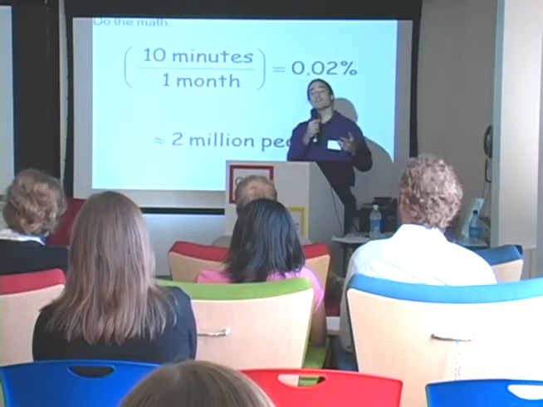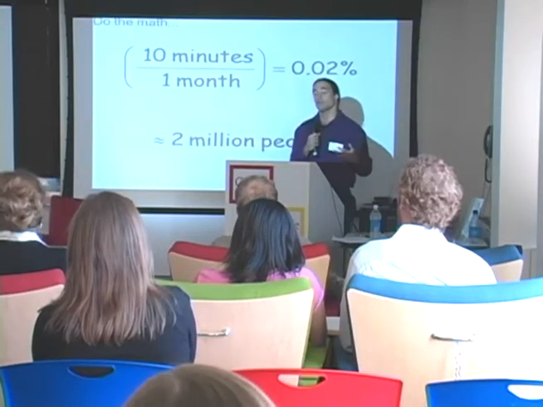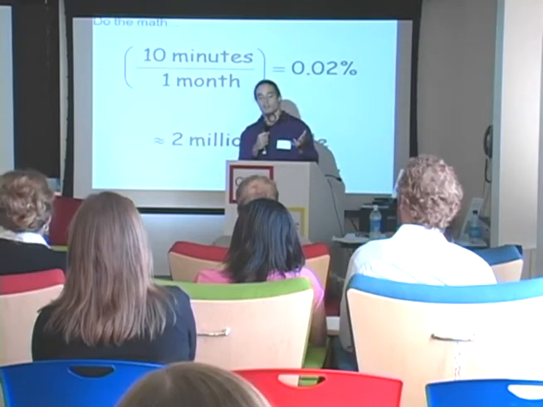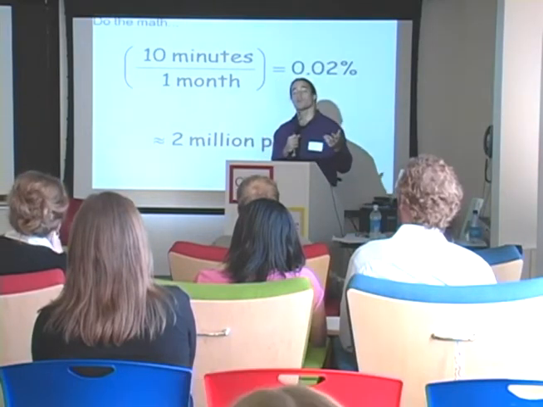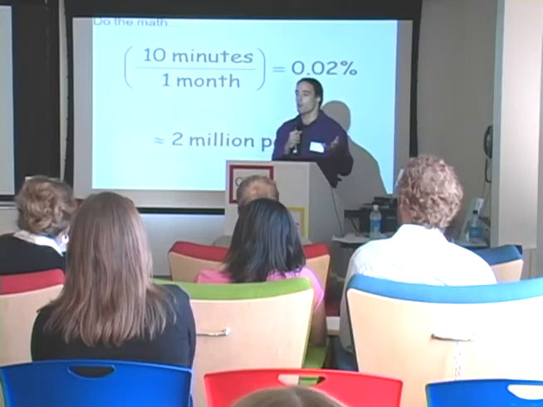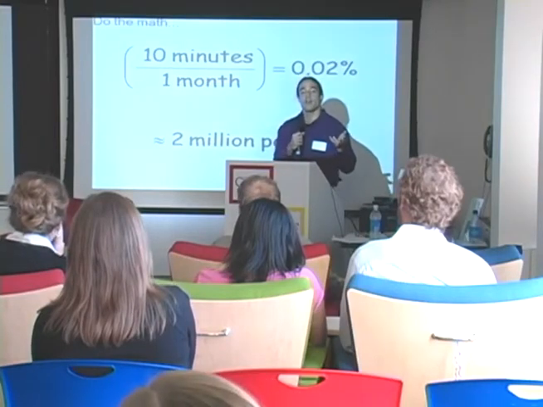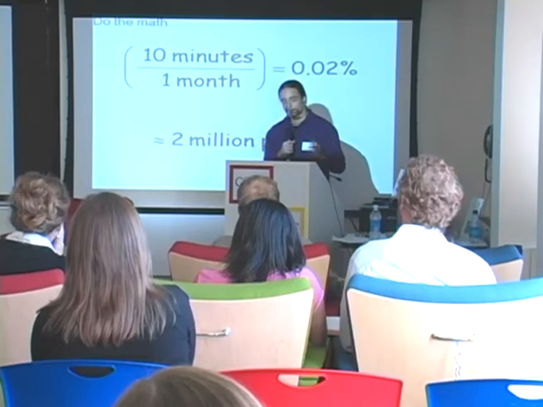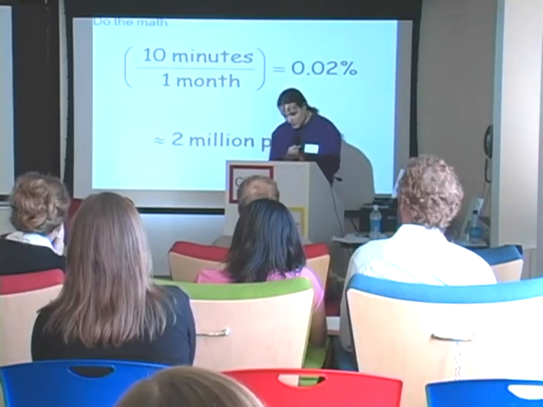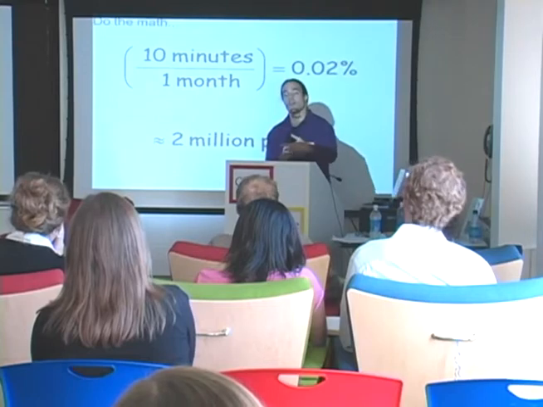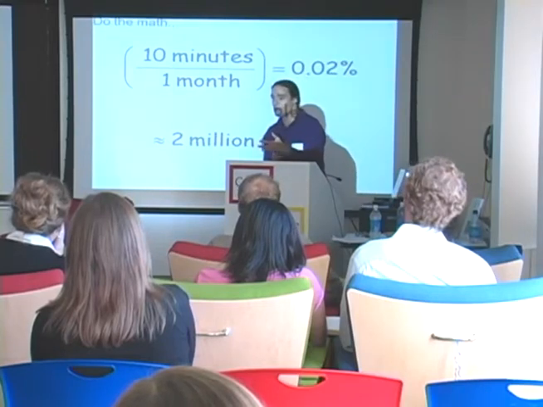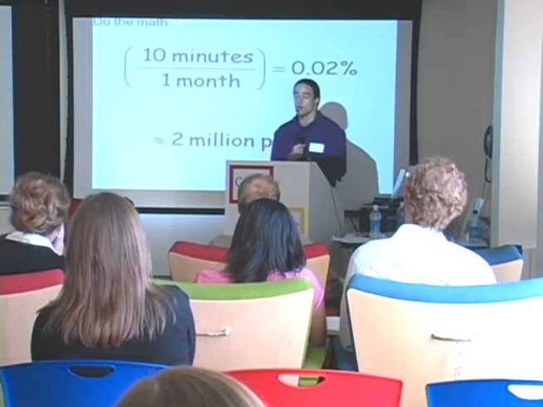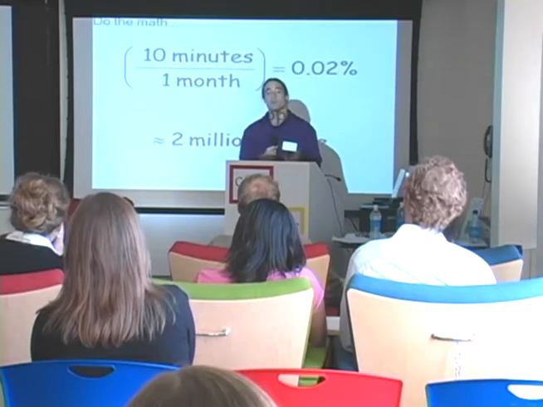So if you take 10 minutes and divide that into a month, get your units to cancel, you'll find out that people are roughly having sex 0.02% of the time. Or put another way, the probability that any of you in this room are having sex at this instant is about 0.02%. So I take that fraction and multiply it by the 6.7 billion people that inhabit the Earth. You'll find that about 2 million people are having sex at any given instant on the planet.